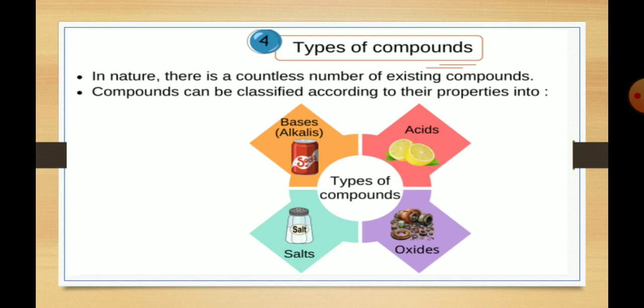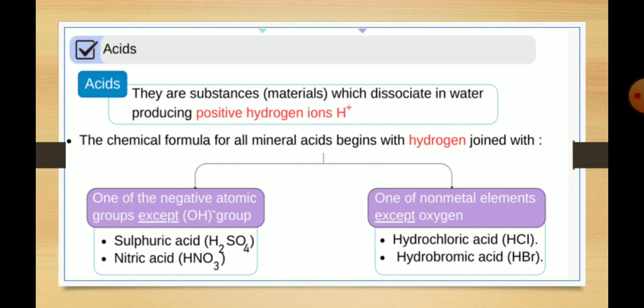And now we're going to talk about the types of compounds. So we have 4 types of compounds: number 1, bases, acids, oxides, and salts. First, we'll start with acids. They are substances which dissociate in water, producing positive hydrogen ions.